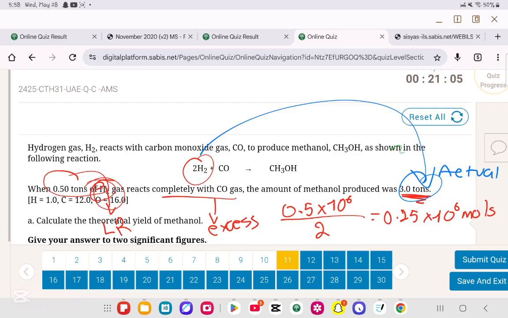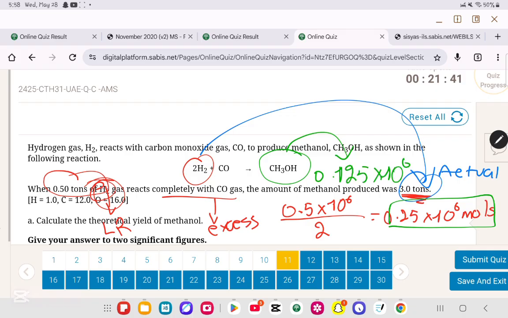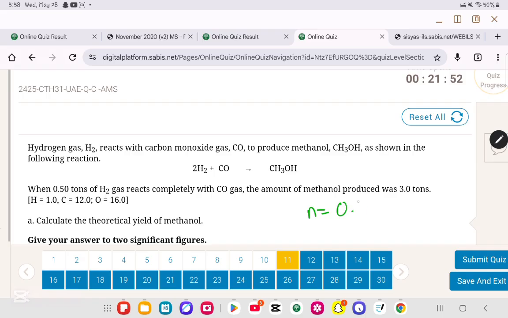Very simply, the first step we did was finding the number of moles of H2. So it was from 2, became 0.25 times 10 to the power of 6 moles. Now, we're dealing with CH3OH. If 2 became 0.25 times 10 to the power of 6, how much will 1 become? You will do cross multiplication. It's going to be 0.25 times 10 to the power of 6 divided by 2. You will get an answer of 0.125 times 10 to the power of 6 moles. Now we have the number of moles of CH3OH. Very, very important step we have over here.